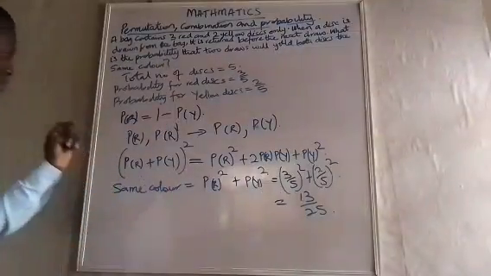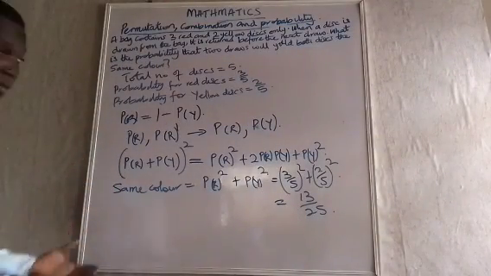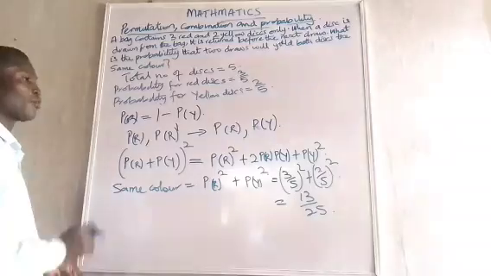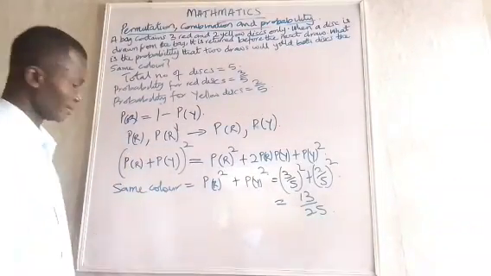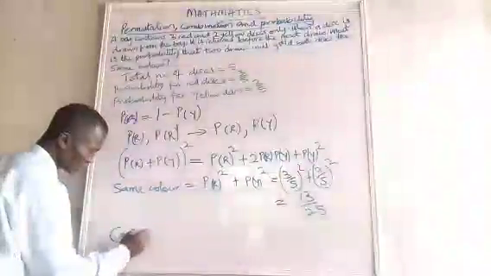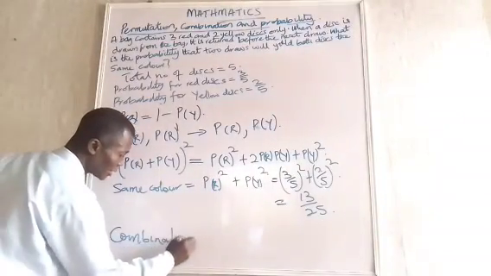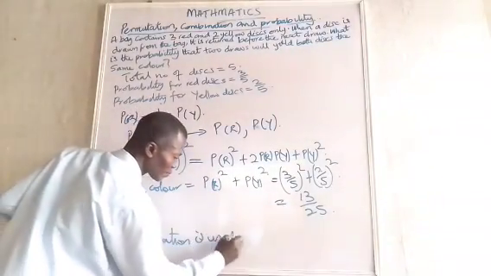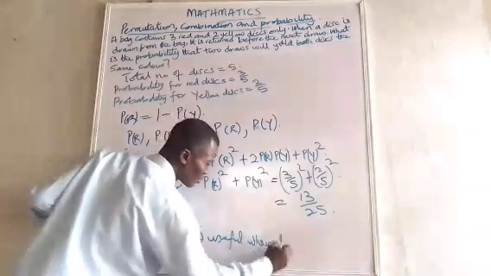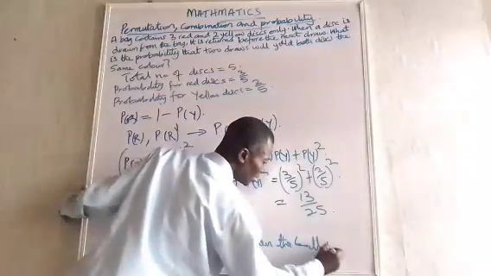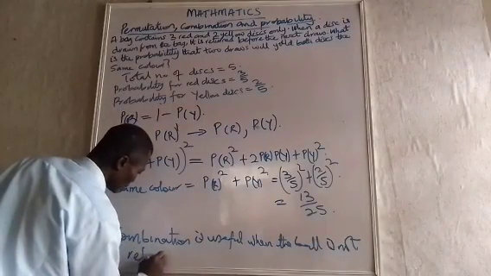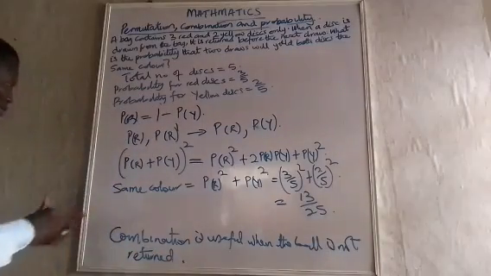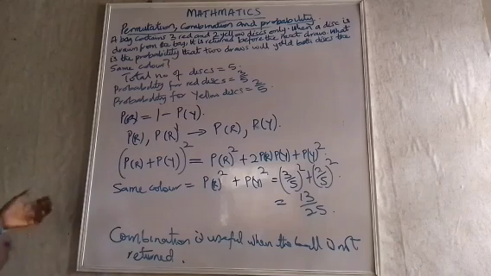So you can see, we have used arrangements, we have used all of them. But because the ball is returned before another withdrawal is made, you cannot use combination in this situation. Combination is useful when the ball is not returned. I think by the time you do more, we'll get it better. I have tried with this example.